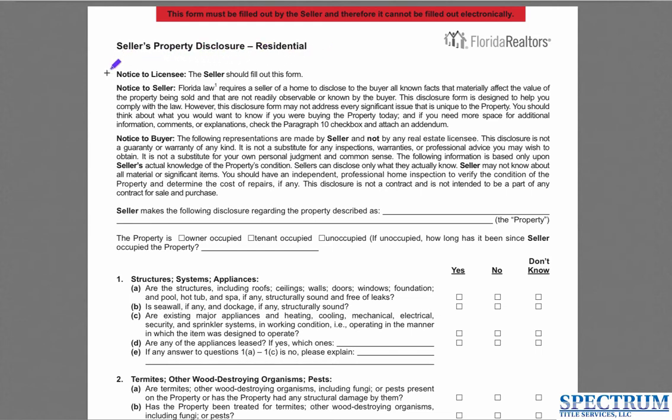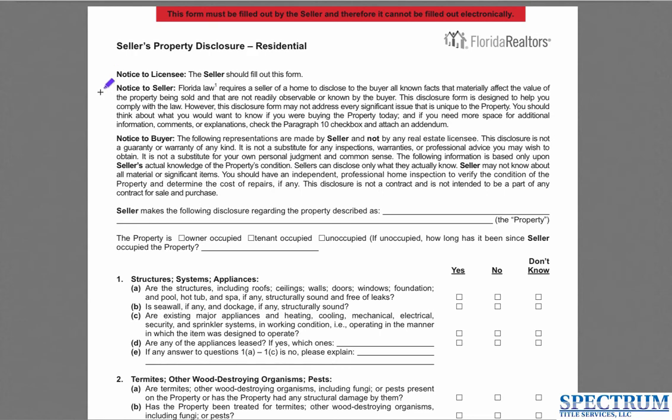All of these notices are very important. A notice to licensee. The seller should fill out this form. You, as the agents, should not be completing this. Don't ask the sellers to just give you the answers and you fill it out. Give the form to the sellers and let them fill it out.